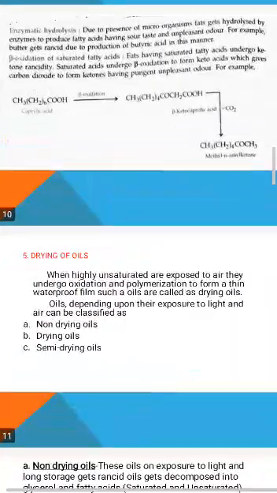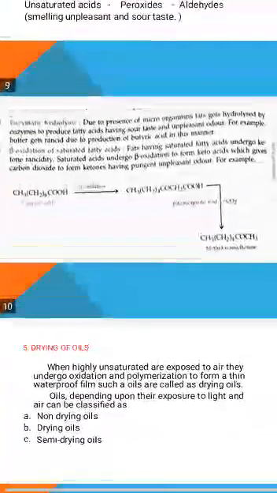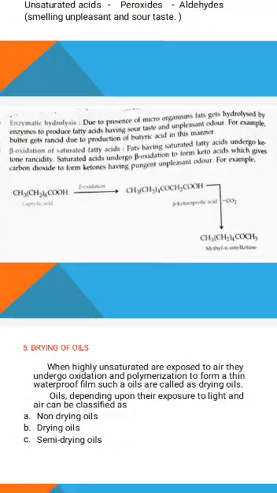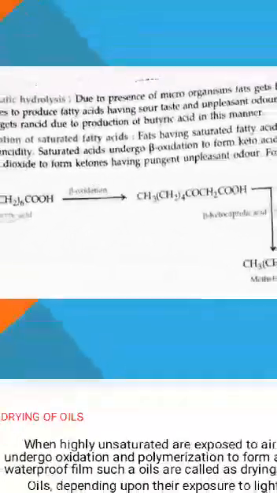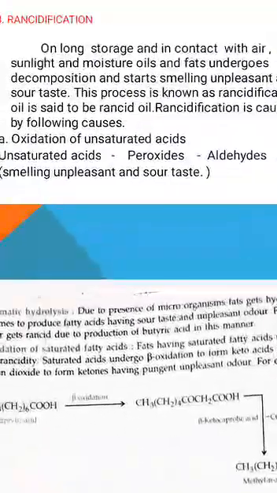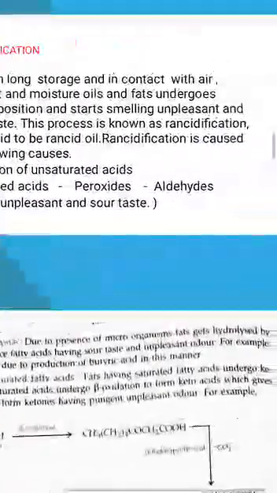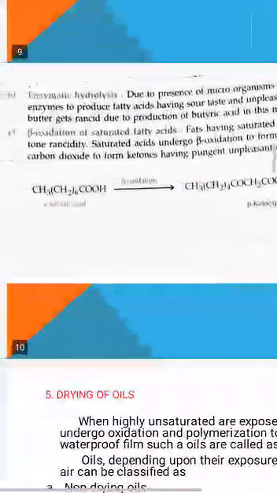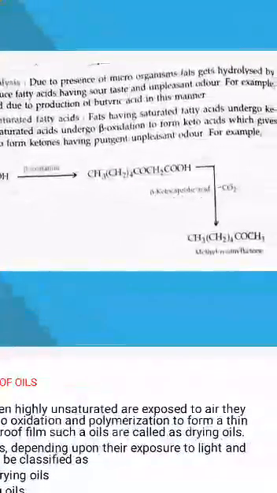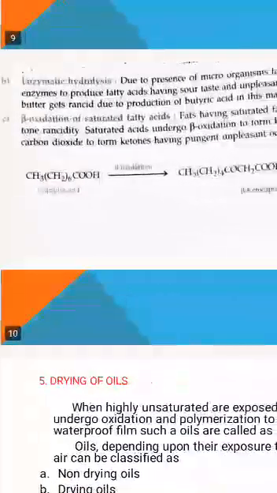The next cause of rancidification is beta oxidation of saturated fatty acids. Just as unsaturated fatty acids are converted into aldehydes, these saturated fatty acids present in the fats are converted into ketones. See here, this ketone contains one carbon less as compared to the acid.